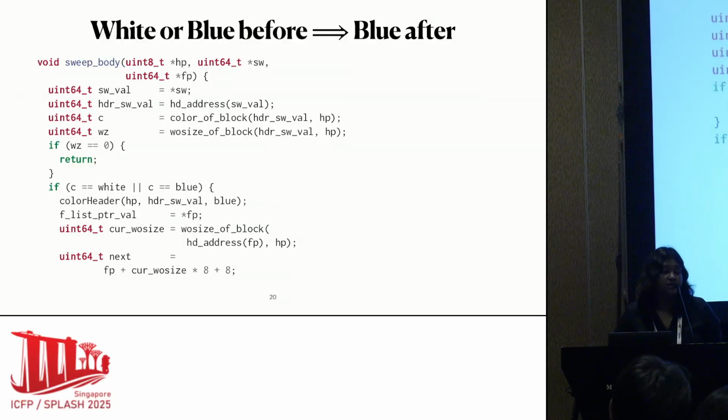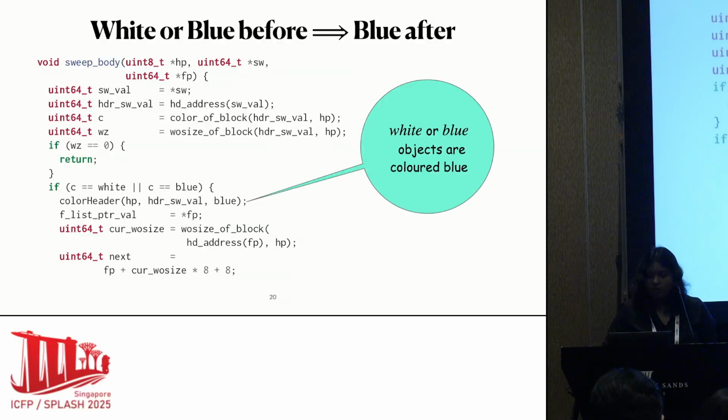Sweep takes as input, similarly, a heap, a sweep head, and a free list pointer. The free list pointer actually points to the tail of the free list, where we can add newly found freed objects, and the sweep head is the position from where we start the sweep.